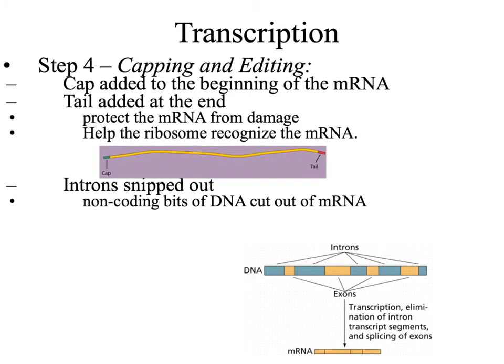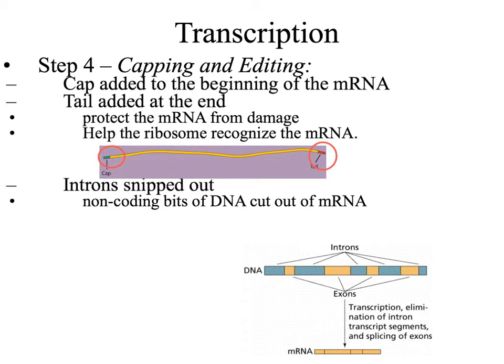The last step of transcription involves capping and editing of the mRNA molecule. At one end of the mRNA molecule, a cap will be added. At the other end, a tail. These ends are designed to help protect the mRNA from damage. The cap also helps the ribosomes to recognize the mRNA during the first step of translation.